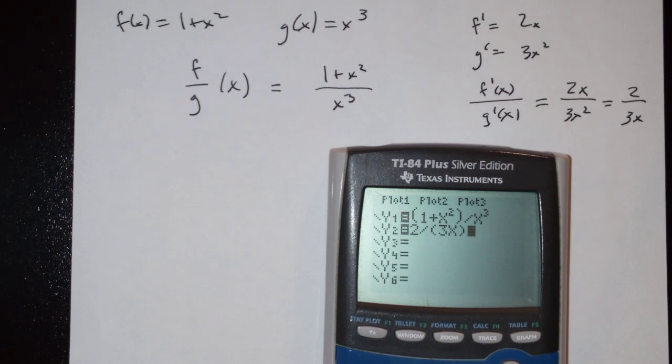Please notice the parentheses I've put in on this second part. Since you're dividing by the whole 3x, you need that. Otherwise, the calculator is going to do 2/3 times x, and that's the graph of a straight line.